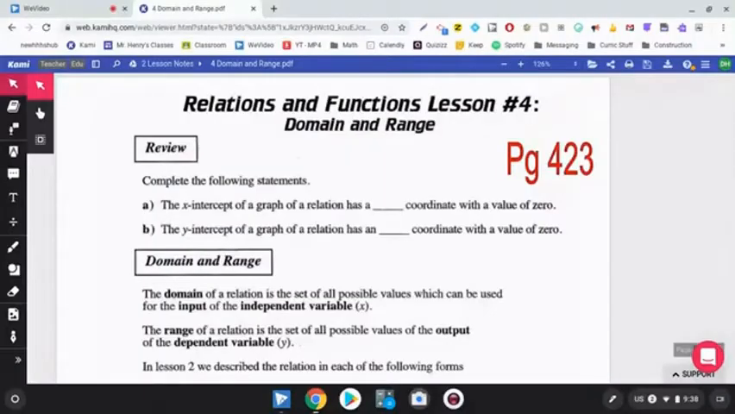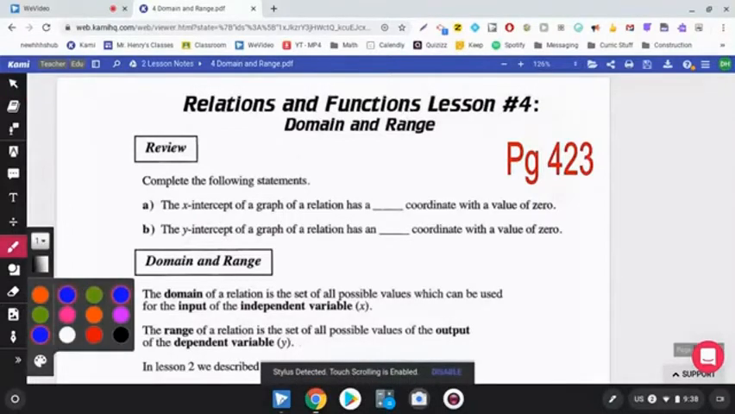Alrighty, we're on page 423, looking at domain and range. Before we do, quick little review from last lesson. It says the x-intercept of a graph of a relation has a blank coordinate with a value of 0, and the y-intercept of a graph has a blank coordinate with a value of 0. Well, an x-intercept happens when I'm right along the x-axis. I haven't gone up or down, so my y-coordinate would be 0. Whereas the y-intercept happens on the y-axis. All I do is go straight up and down, so my x-coordinate is 0. Okay, so that's a little review from yesterday.